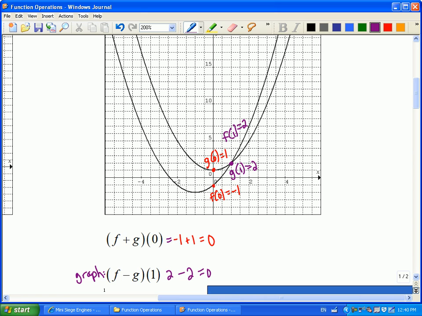Okay, so there's the first two if you just use the points on the graph to find out what adding or subtracting those functions would be. And I'm going to get rid of the red markings just so we can think about that one graph alone, the one that we're going to do for f minus g.